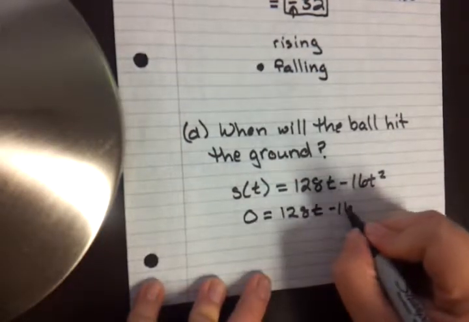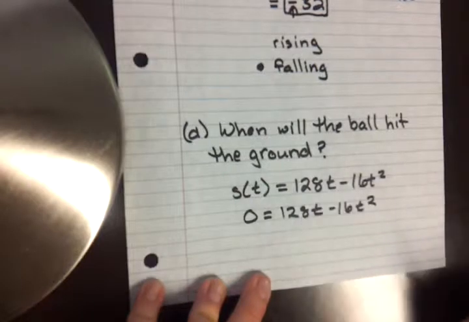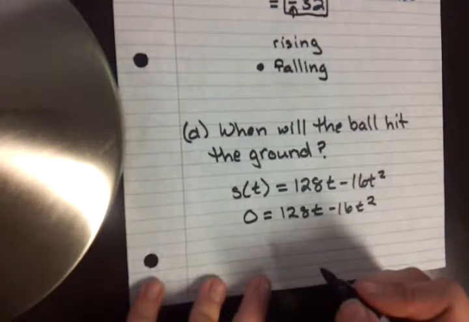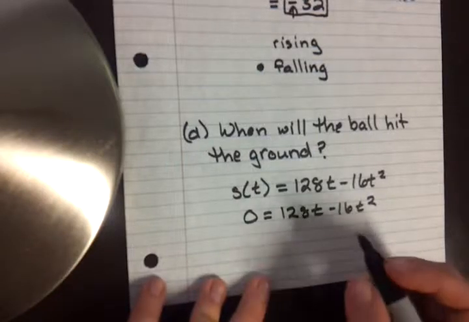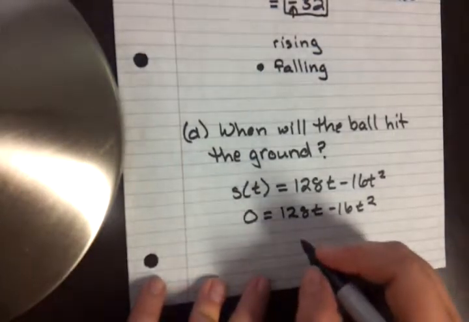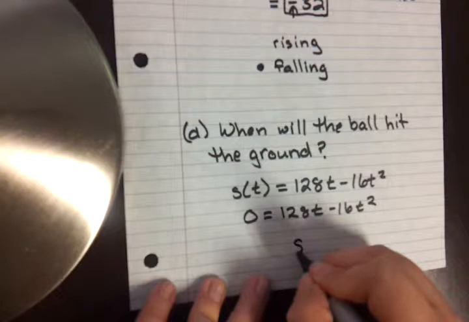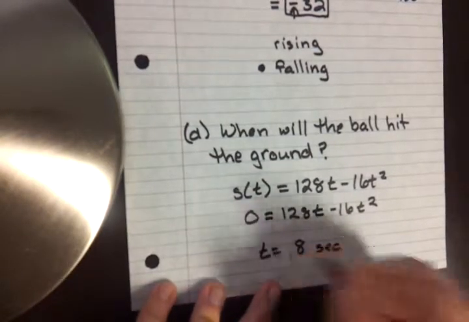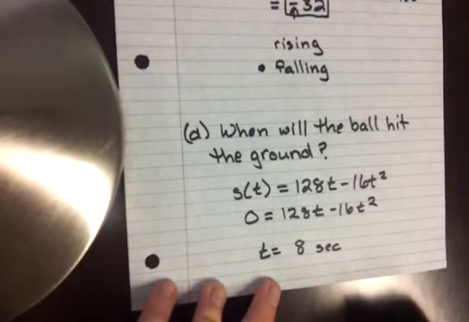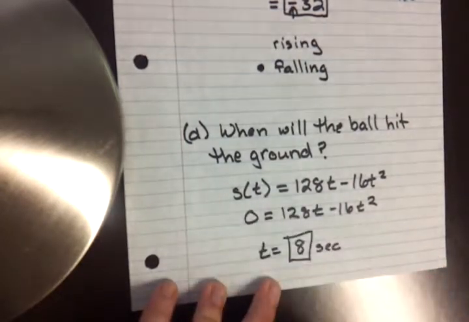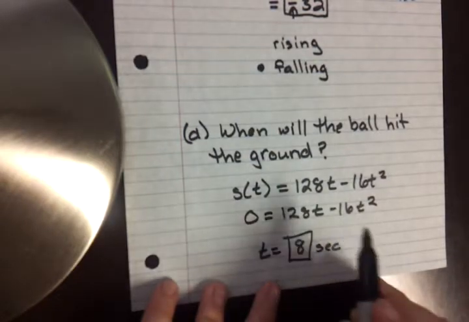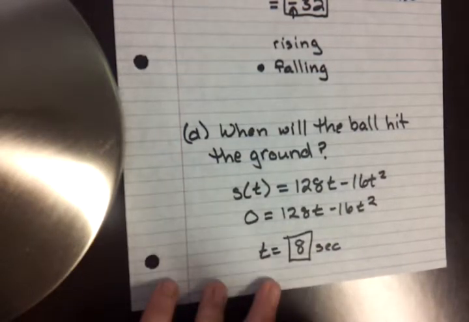128t minus 16t squared. Okay, so if we solve this, you go through, use your algebra, and you should come up with the answer 8 seconds. So t equals 8. If you solve this fully, you're going to get t equals 8. And that's the last answer. So just for the last one, set your function equal to 0 and solve for t. And that will do it.